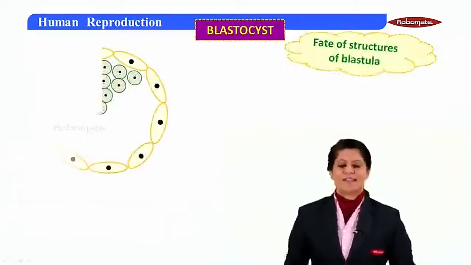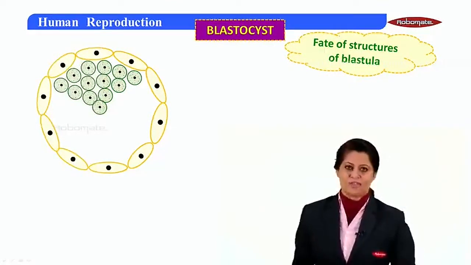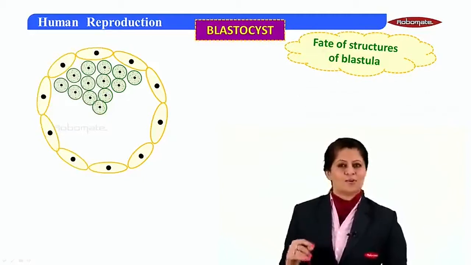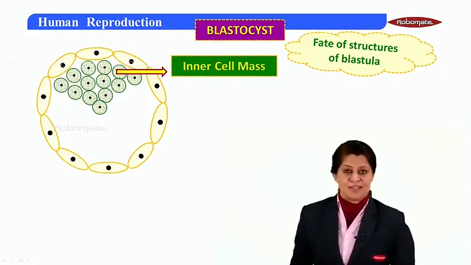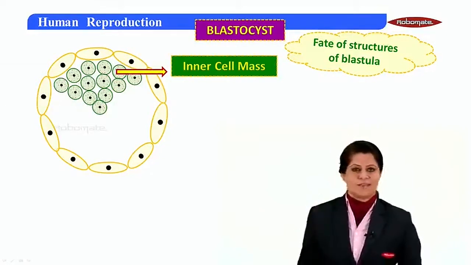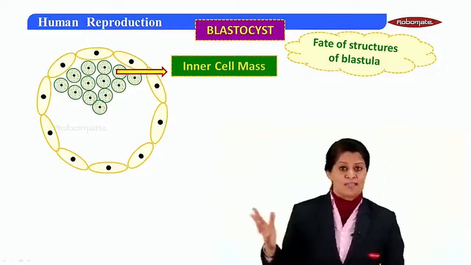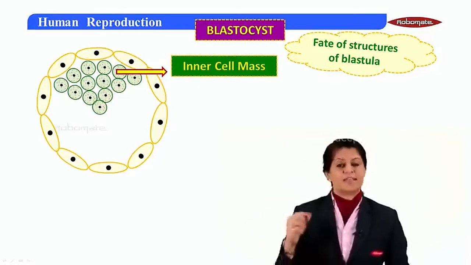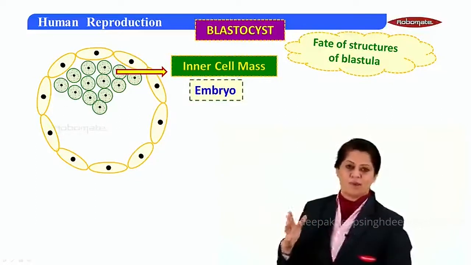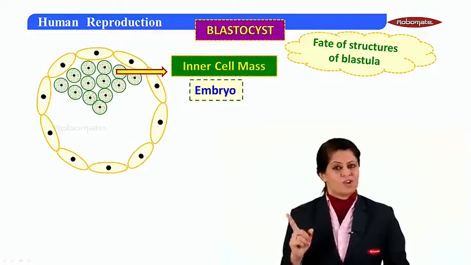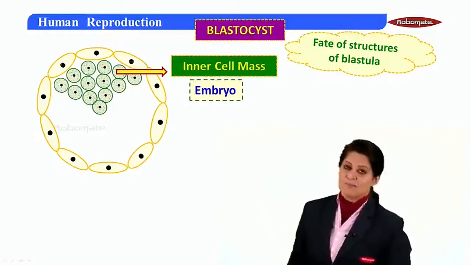Now let's see, when we talk about the fate of the structures of blastocyst, students, what exactly is the role of trophoblast or inner cell mass or the cavity. When we talk about inner cell mass, students, this group of cells which you're seeing and we are calling inner cell mass, this is the future embryo. That means the entire future embryo is formed from which structure of blastocyst? Inner cell mass, also called embryoblast.